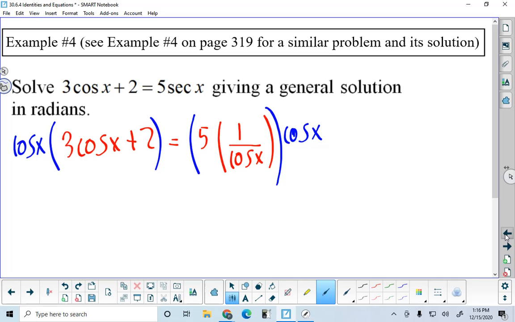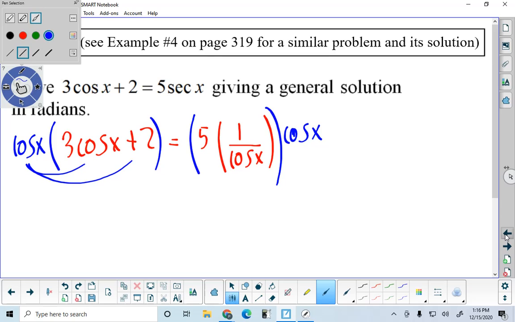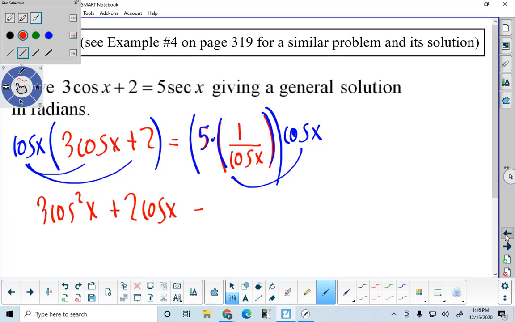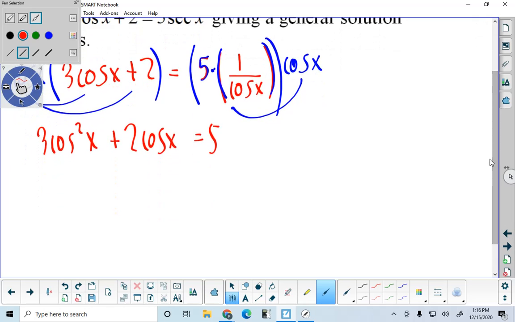When I multiply the cos of x into this binomial, I get 3 cos squared of x plus 2 cos x. And when I multiply this cos of x into this monomial, this whole thing is a monomial because it's 5 times, the cosines cancel, and I'm left with equals 5. So now we move the 5 over.